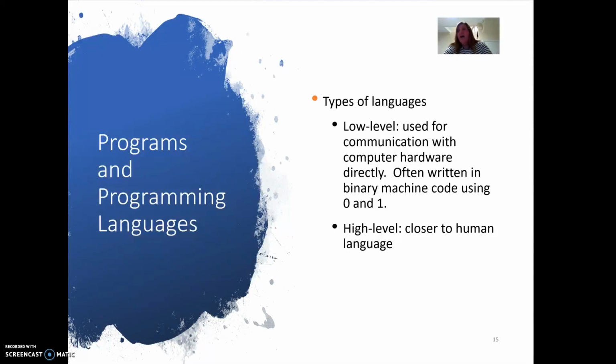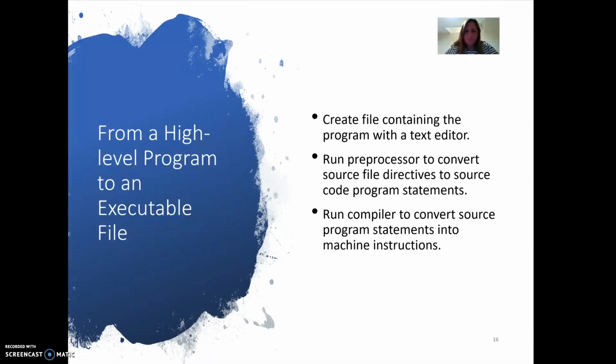Thankfully, now we use high-level languages. The reason is that they're close to human language, and it's very easy to understand and to use. In the past, we used low-level languages. Those low-level languages are basically written in binary code using zeros and ones. So imagine how hard it is to program using zeros and ones, because that's not close to human language. It's closer to machine language.